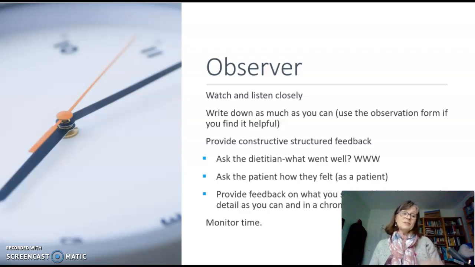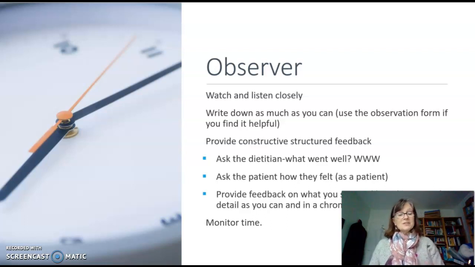So the whole focus is what went well. I really want you to use those words and not, oh, well, how do you think that went? Because that allows people to be super self-critical. We don't want that. We want people to be able to focus on what went well and encourage themselves and to be able to recognise what they are doing well.